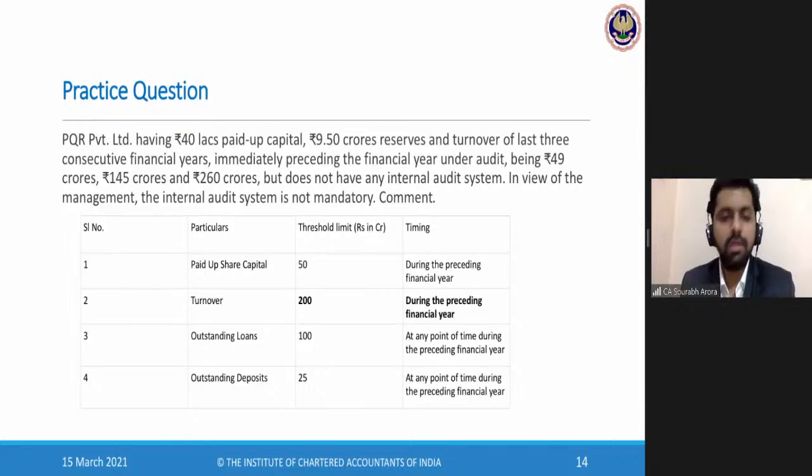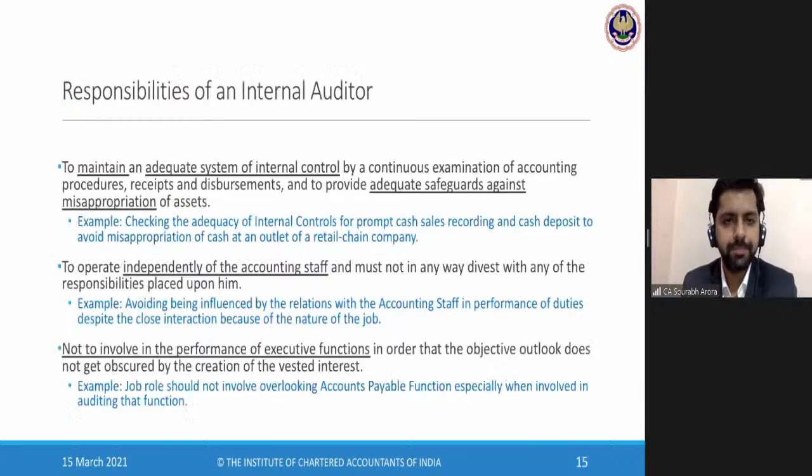If you need to answer this question in exams, please mention the section, then the rule, and then mention the provision which is over there. And then you say, yes, it is applicable because the threshold has been crossed.